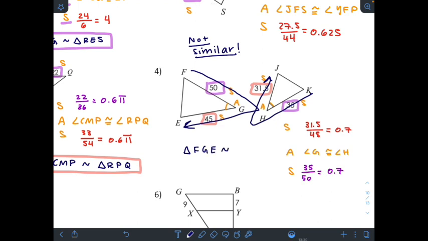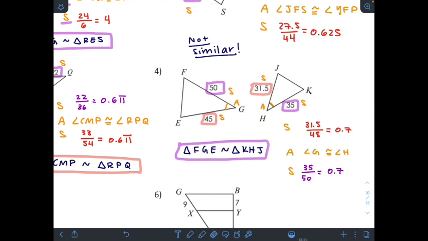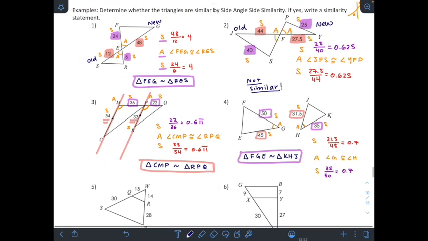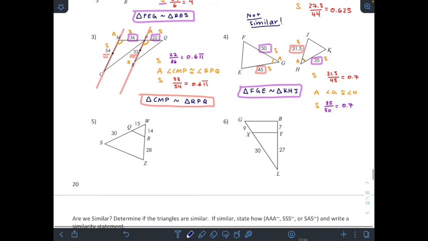There are plenty of places to make mistakes still, even though we've been practicing this for a while, just because a lot of it is back to that notation that can be a little pesky. So triangle FGE is similar to triangle KHJ because, again, we were going from the longer side in each triangle to the congruent angle and then the shorter side after that. You can pause the video if you want to try to do these last two on your own. Otherwise, you can just keep working with me.